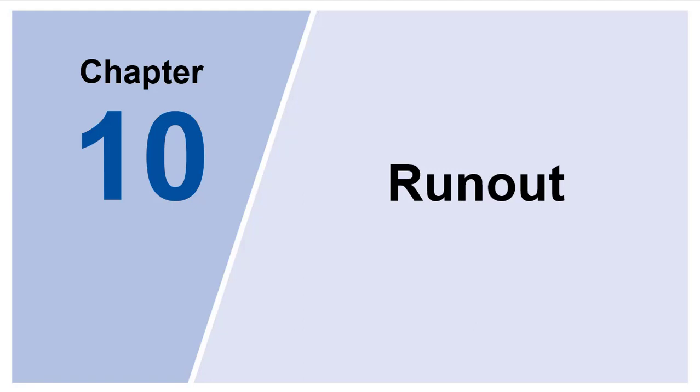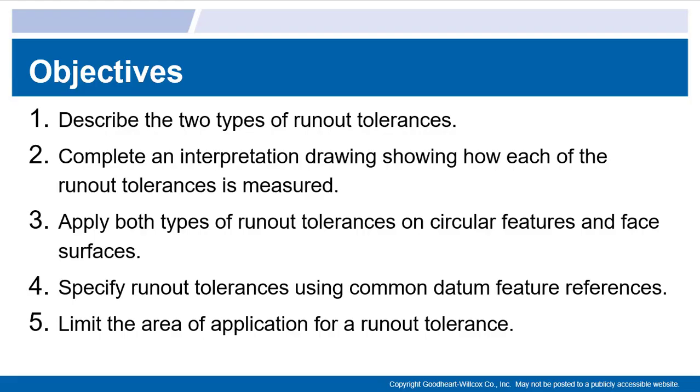Hello students. In this lesson we're going to be studying the GD&T concept of runout, the GD&T characteristic of runout. Our objectives for this chapter are: 1. Describe the two types of runout tolerances. Number 2. Complete an interpretation drawing showing how each of the runout tolerances is measured.